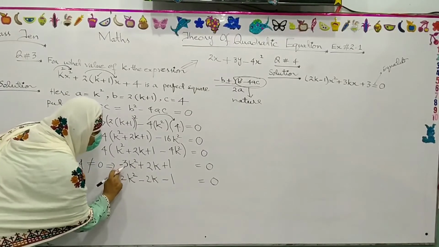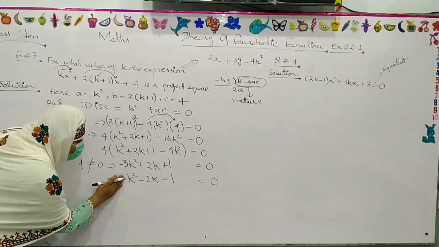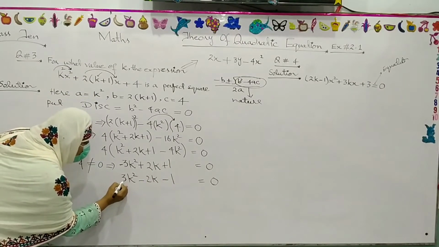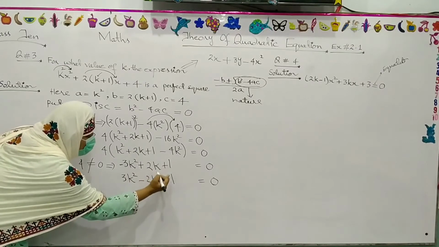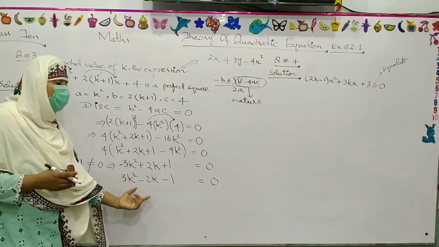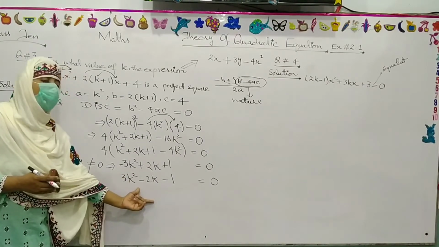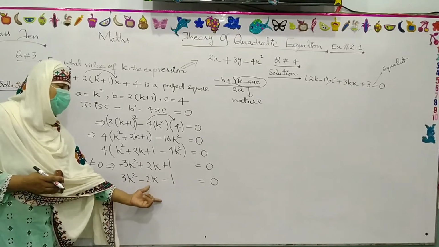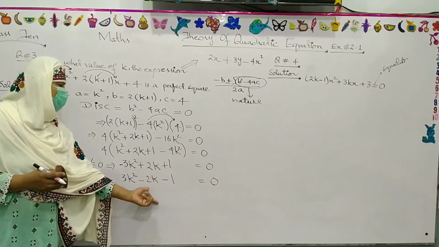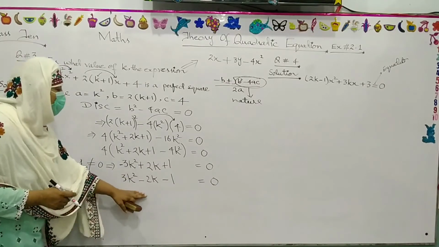And I divide or multiply the whole equation by minus. It will become 3k square minus 2k minus 1 equal to 0. Now you have three possibilities. Either you solve it by factorization, or you solve it by completing the square, or you solve it by the quadratic formula. So the easiest method is to make pairs.